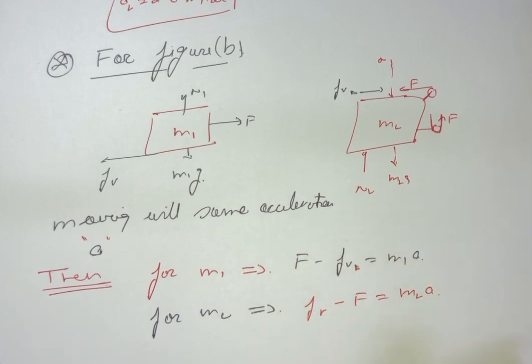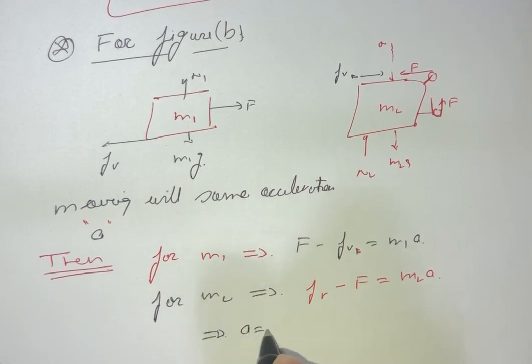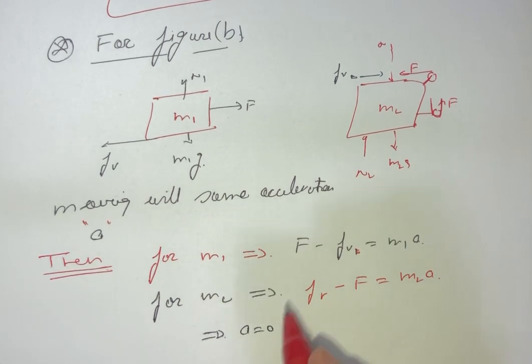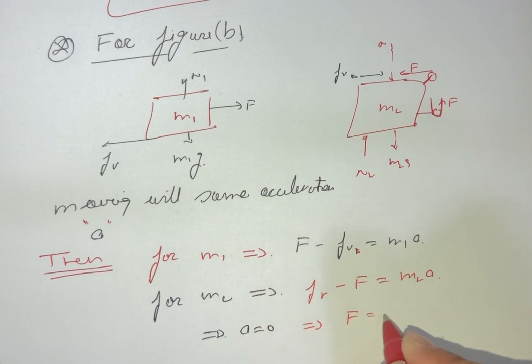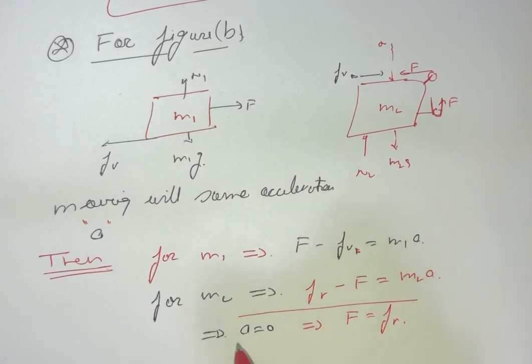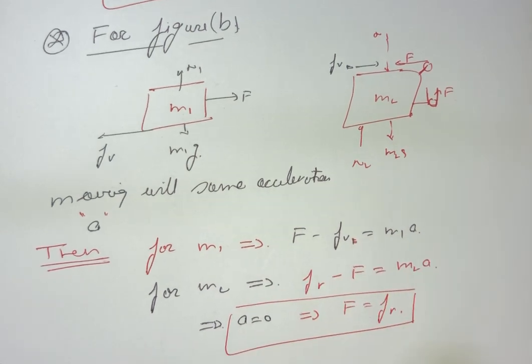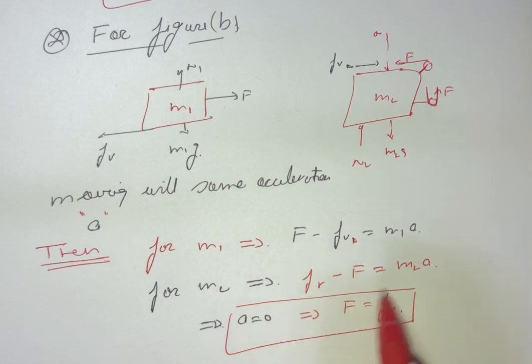If we solve this, we get that the acceleration is equal to 0, and if we put A equal to 0, we get F equal to Fr.